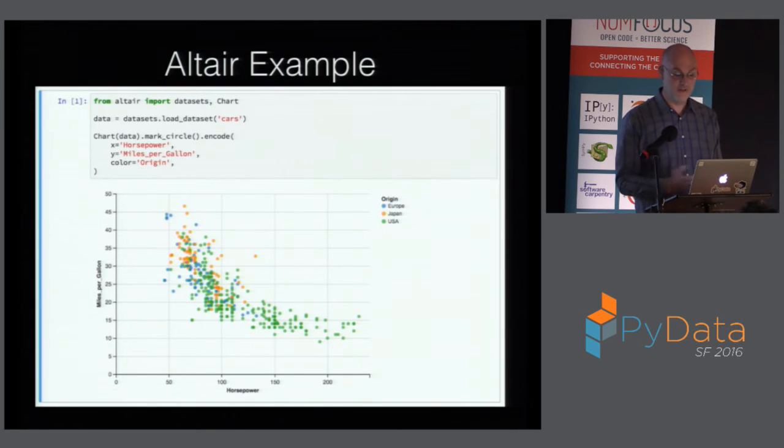You can see the declarative nature of this. There's a data set here that's a DataFrame. I pick a mark type using mark circle, and then I encode the data with visual properties. So here, the X visual property is going to use the horsepower column. The Y property is going to use the miles per gallon, and then the color is going to be the origin column. And everything is done from there on.